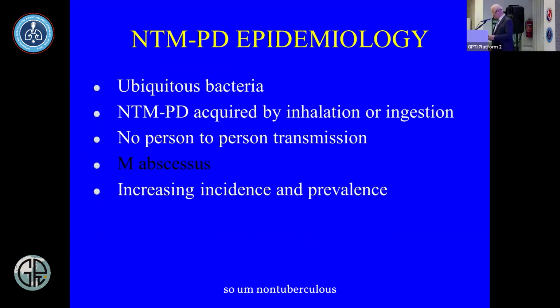So non-tuberculous mycobacteria are ubiquitous bacteria, so it means they are present in the environment, mainly in the soil and in the water. And NTM pulmonary disease is acquired by inhalation or ingestion. Inhalation sounds reasonable, but ingestion doesn't sound very reasonable, but actually does happen quite a lot in people who have gastroesophageal reflux, who are on PPI, and especially those who go for surgery, or they get this microaspiration of the mycobacteria. There is no person-to-person transmission, so it's not a notifiable disease. You don't need to isolate this patient.